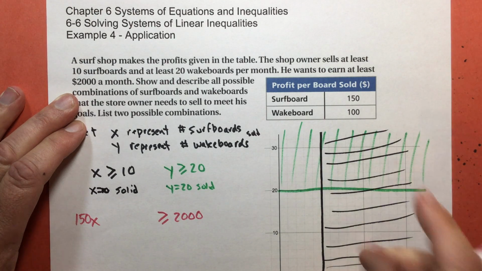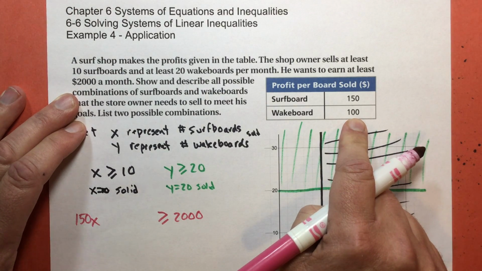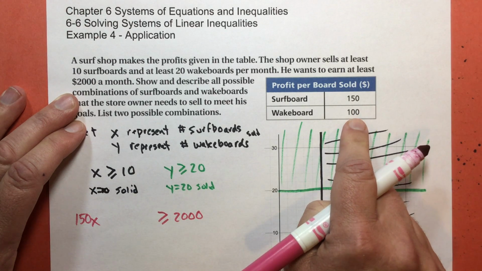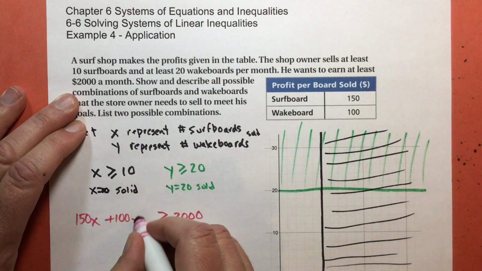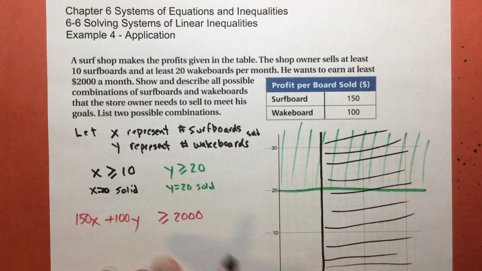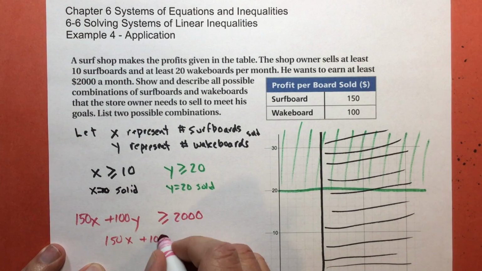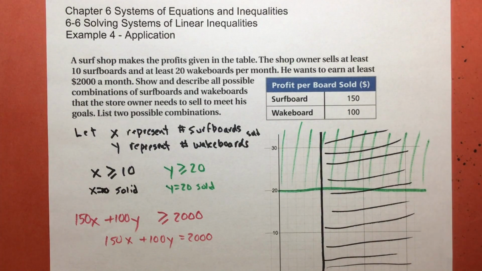The same idea. Wakeboards are 100. So that'd be one wakeboard 100, two of them would be 200, three of them would be 300, four of them would be 400, etc. How do I figure out how much money I'm going to make from wakeboards? I multiply 100 times how many I sell. So that's going to be 100 times Y. I guess I gave myself too much space. The boundary line is going to be 150X plus 100Y equals 2,000. Let's see if we can graph this.